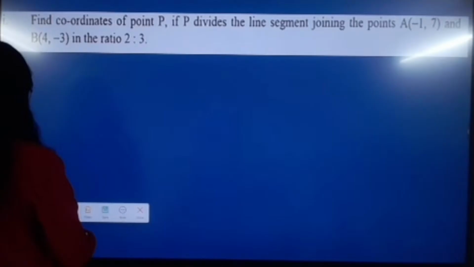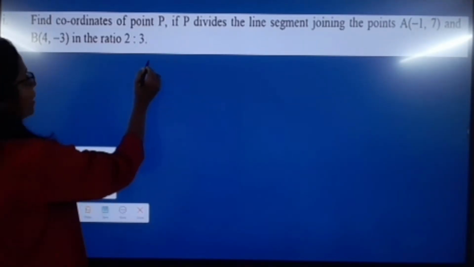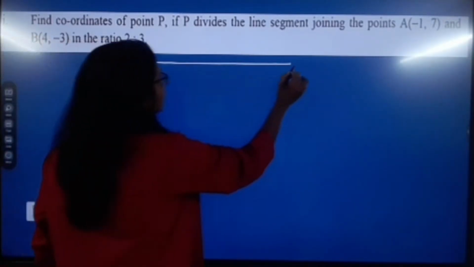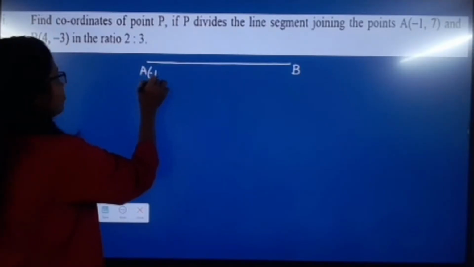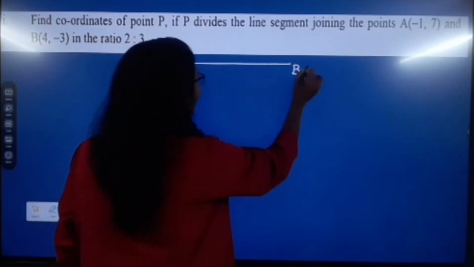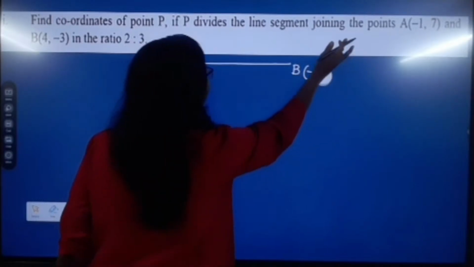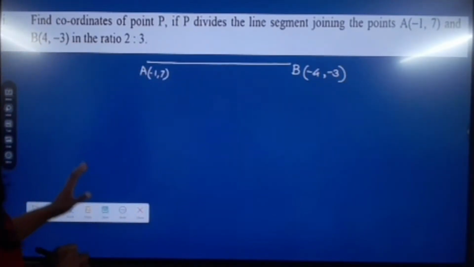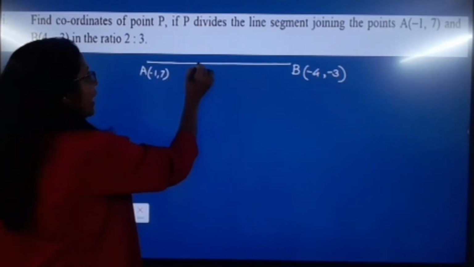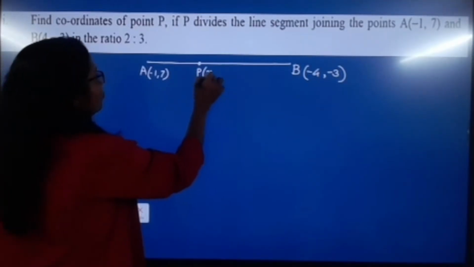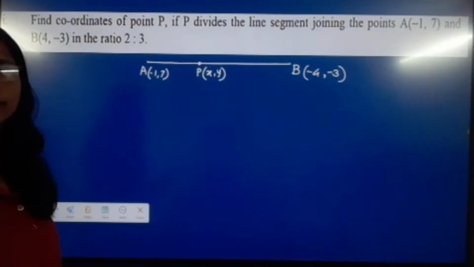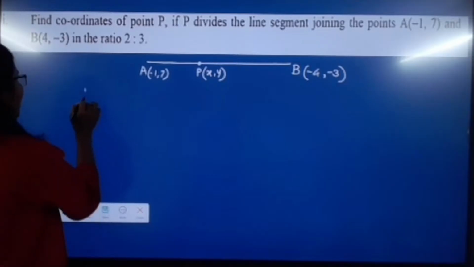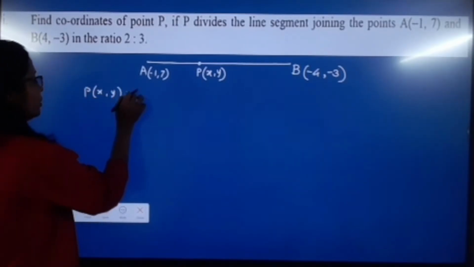Okay, first we draw the figure, students. Draw the line segment AB, where the coordinates of A are (-1, 7) and the coordinates of B are (4, -3). Now there is some point P on the line segment AB, and consider that its coordinates are (x, y). So first we write P(x, y) is equal to question mark.